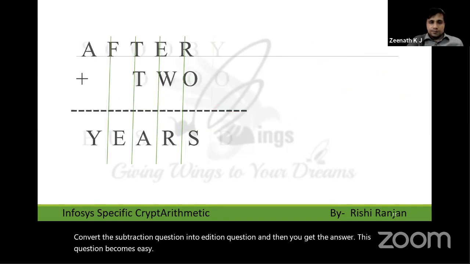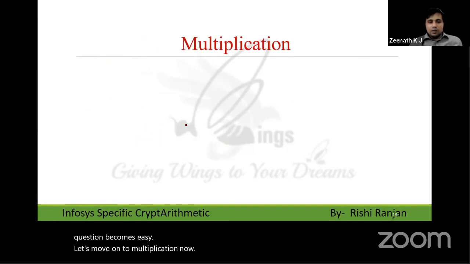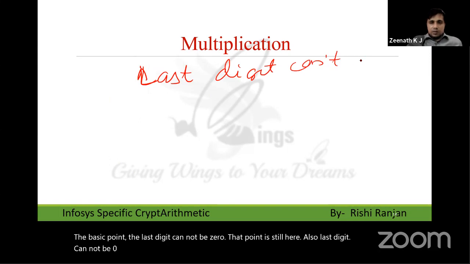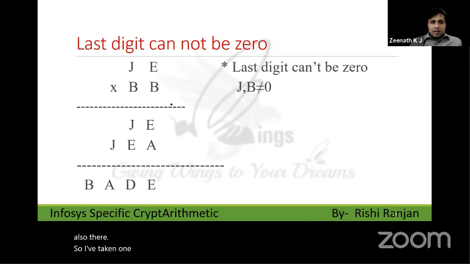Okay. Let's move on to multiplication now. A few points in multiplication. The basic point, the last digit cannot be 0. That basic logic is here also. Also, every letter is unique. I've taken one example to make you understand. Last digit cannot be 0 means J and B cannot be 0.